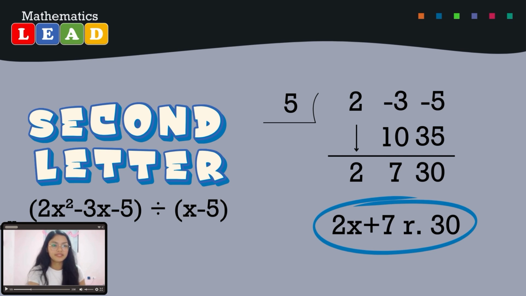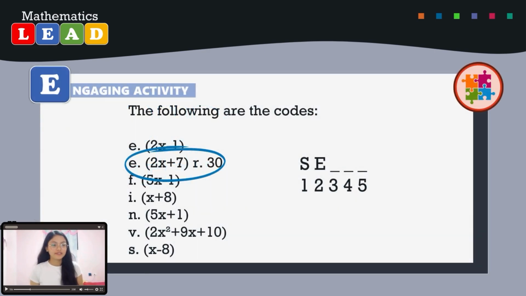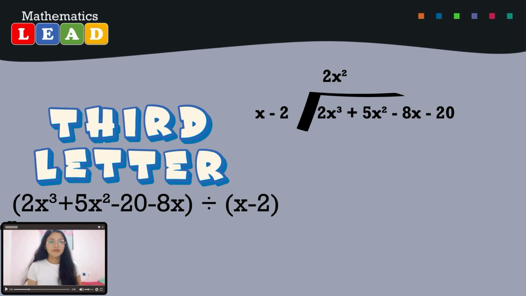And the result will be equal to 2x plus 7 with a remainder of 30. And now we have the final answer, 2x plus 7 with a remainder of 30, which is letter E. Now we have SE. And for our third letter, we have 2x cubed plus 5x squared minus 20 minus 8x divided by x minus 2.